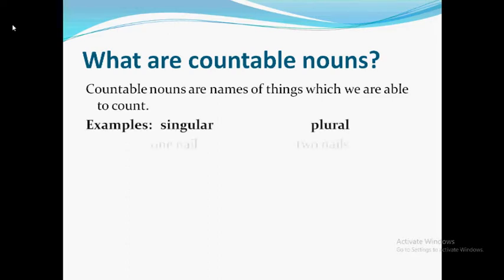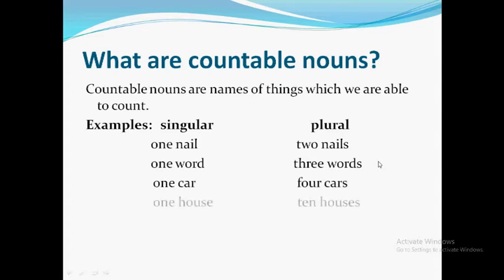We have a singular form there: one nail, one word, one car, one house. These can be put in plural form as 2 nails, 3 words, 4 cars, 10 houses. They are counted. So we say they are countable nouns. Okay, let us move on to look at uncountable nouns.